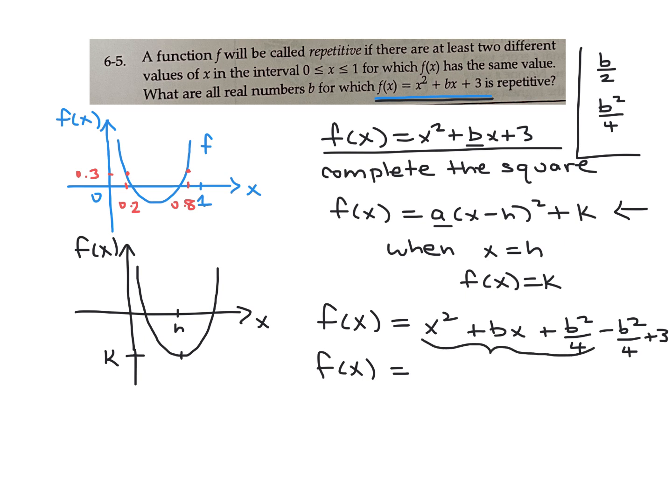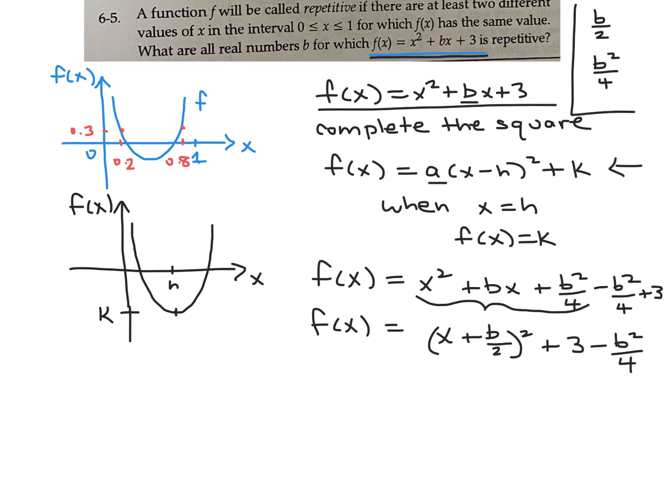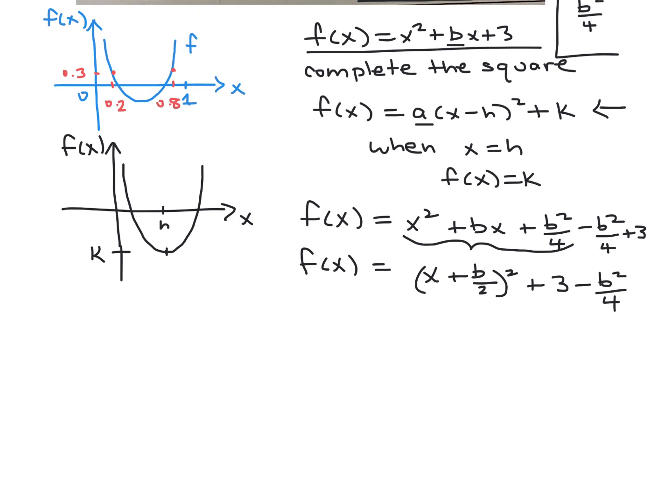These three terms now factor beautifully into x plus b over 2 all squared. And then the rest, which I'll just write as 3 minus b squared over 4, goes outside of the bracket. This allows me to figure out the max and min. So in this case, it would be that when x is equal to minus b over 2, f at x would be equal to 3 minus b squared over 4.